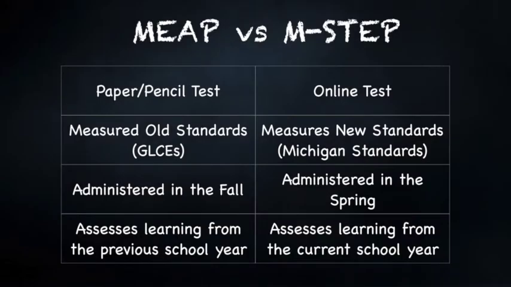So how is the M-STEP going to be different than the MEAP? Well, the MEAP was a paper and pencil test, while the M-STEP is going to be a test online. The MEAP measured our old standards known as the GLICS, while the M-STEP is going to measure the new standards known as the Michigan standards. The MEAP was always administered in the fall, and it covered material from the previous year, while the M-STEP is going to be administered in the spring, and it'll cover material that you've learned this school year.